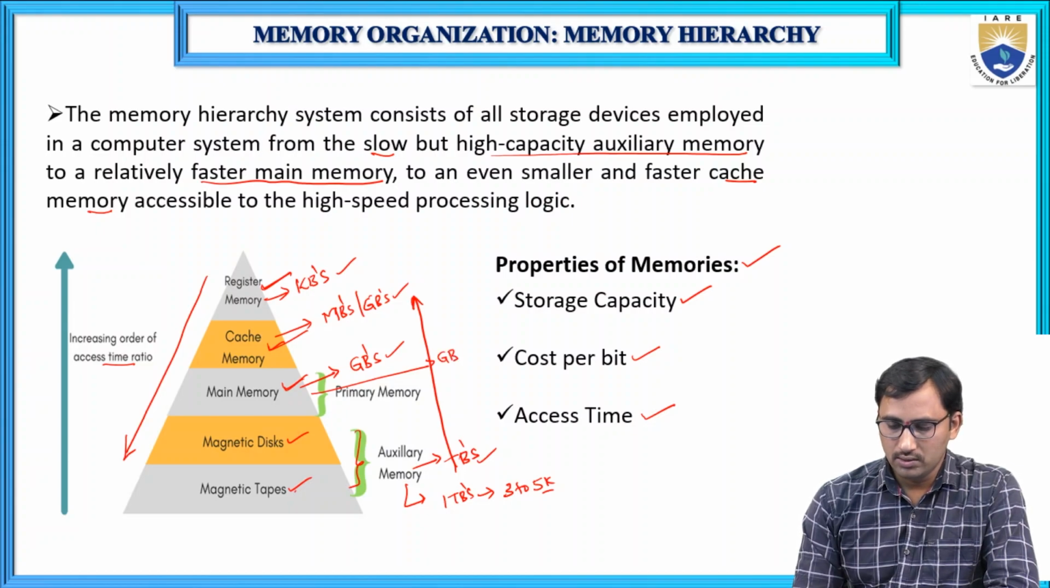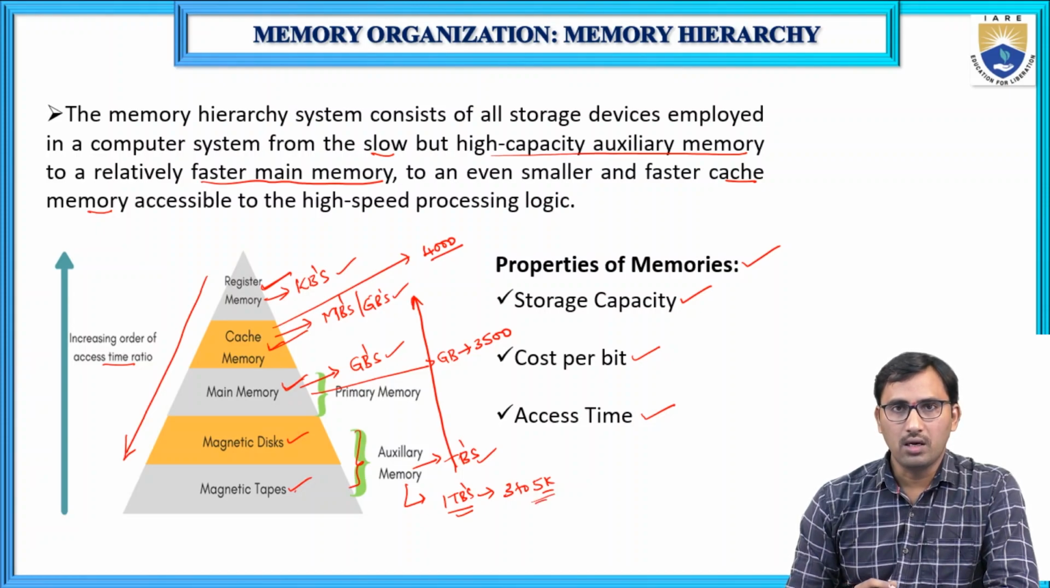Suppose 4 GB or 8 GB of RAM costs around 3500. And if you look at cache memory, it is available in megabytes, and that costs some 4000. That means cache memory size is very small, but the cost is high. But in the auxiliary memory, the storage capacity is very high, but the cost is very low. So the cost per bit increases as we move from bottom to top.